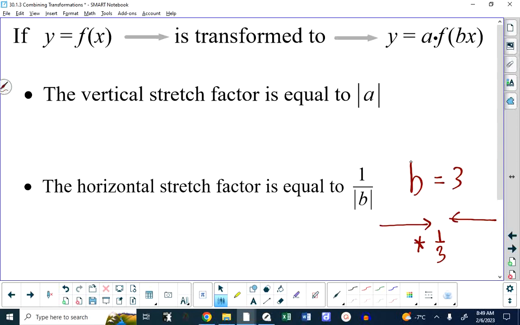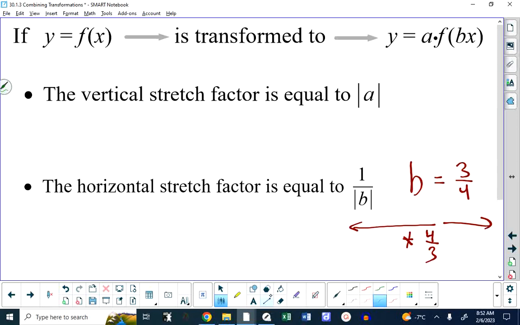On the other hand, if B is a number less than 1, like 3/4, when you take the reciprocal of 3/4, you get 4/3, and 4/3 is a number bigger than 1. So the horizontal stretch factor would be 1.3 repeating. In other words, everything would be 1.3 times further away from the y-axis because it's a horizontal stretch. Things go this way or this way relative to the y-axis.